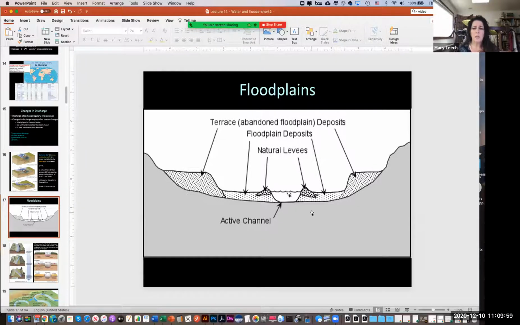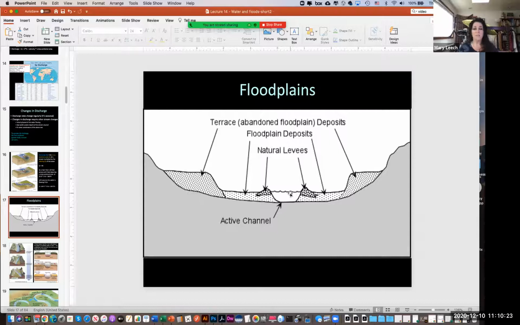Okay, so here is an active river channel, right? That's supposed to be water. And these are representing natural levees. So every time this river floods, like in the winter, it's going to fill up this area on the side. This is called the floodplain, right?